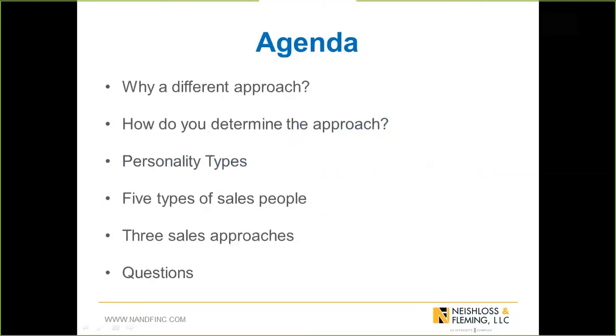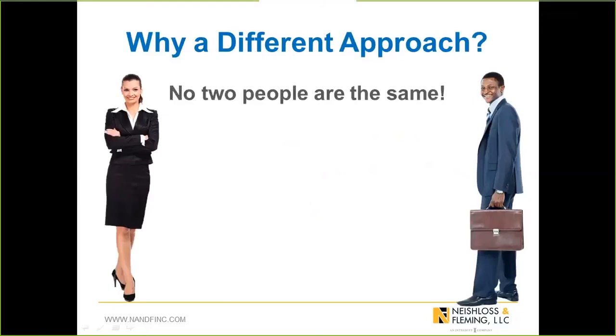Well, here it is. First, we're going to touch on why you should be offering a different approach and how to determine which approach to take. Then we'll take a quick review of some different personality types and what they're typically like. Then we'll go over the 5 different types of salespeople, and then finally we'll wrap it up with a few sales approaches to coach towards. And again, if you have questions, please feel free to type them into the chat box and I'll get to those at the end. Alrighty, so let's get started.